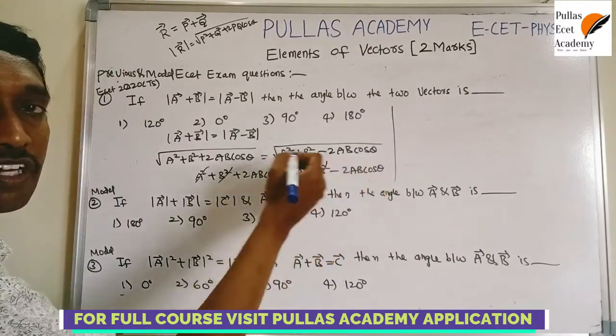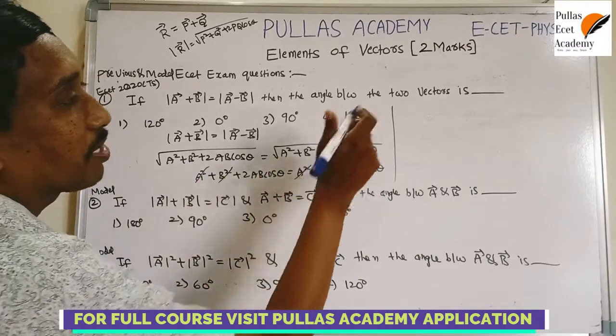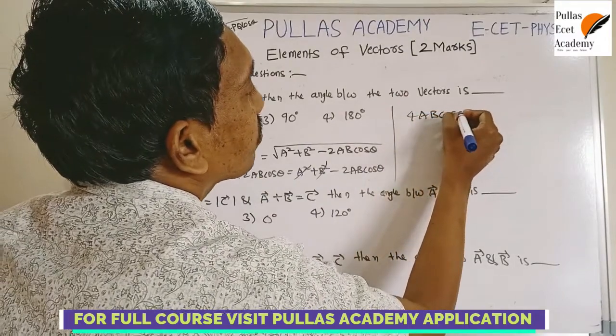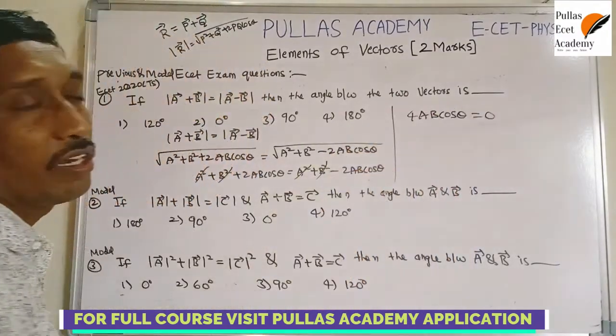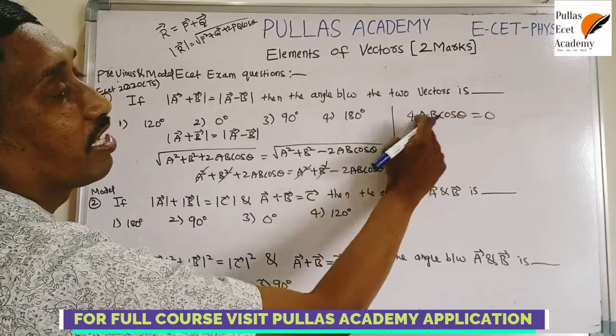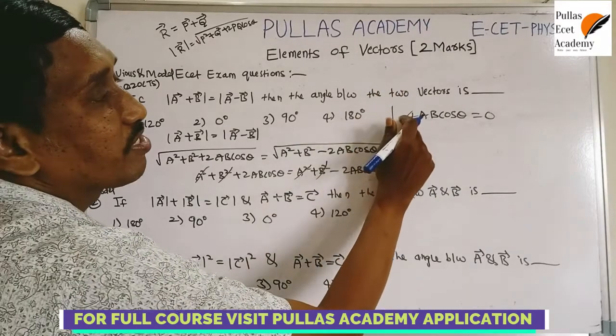Minus 2AB cos theta is shifting into the left side. Already 2AB cos theta. 2AB cos theta plus 2AB cos theta is 4AB cos theta, so it is equal to 0. Okay, so this product is 0 means what? When is it possible? If anything is 0 in the product, that will become 0. That means 4 is not equal to 0.